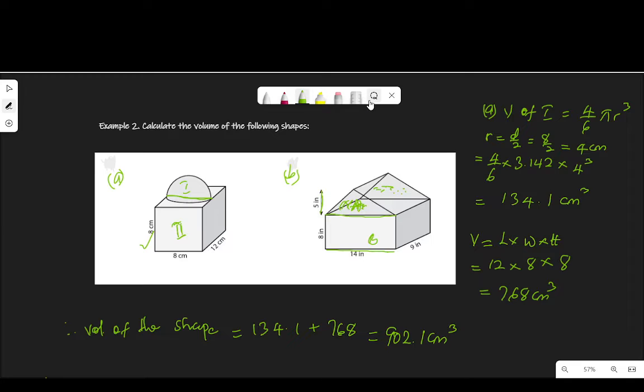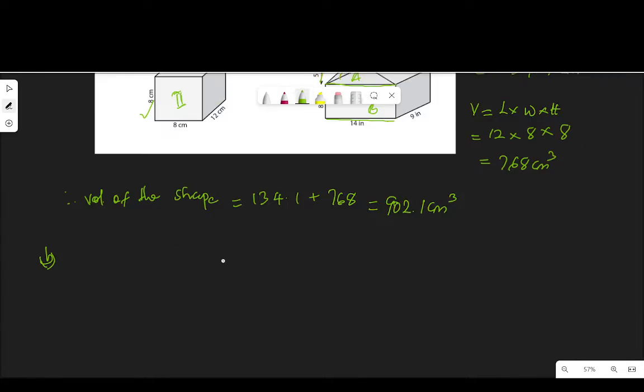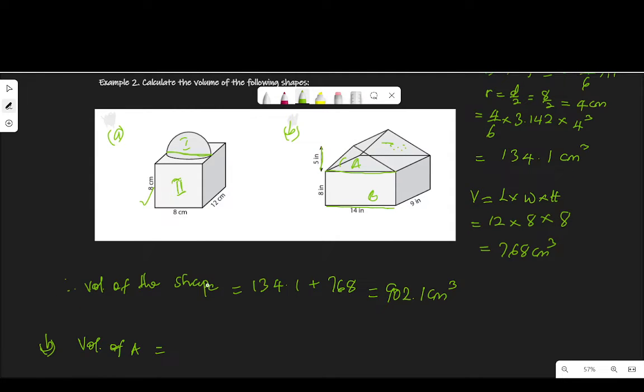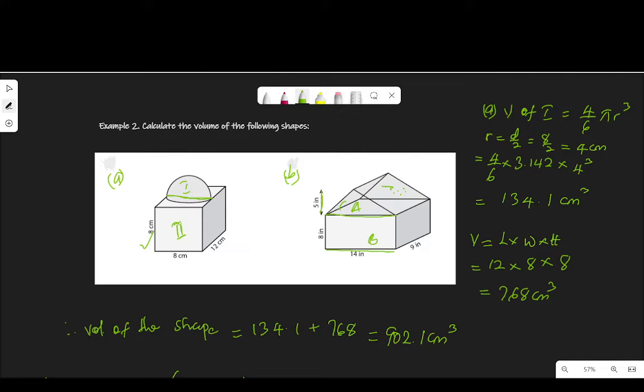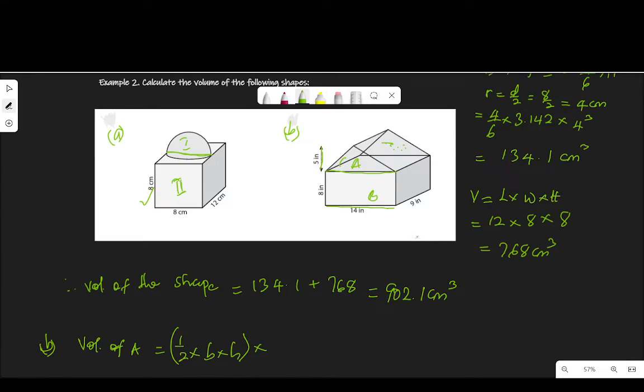I have messed it up with this drawing. Let me remove them first. Okay, so this is prism A. Let's get the volume of that. Volume of A is area of this cross section here, which is a triangle, half times base times height, the area of the triangle, times the length or the height of the prism, which is the same thing as the length of the prism below, 9 inches in this case.